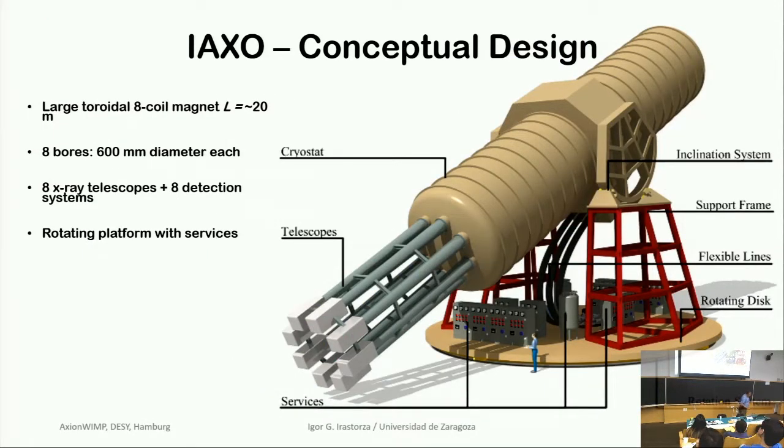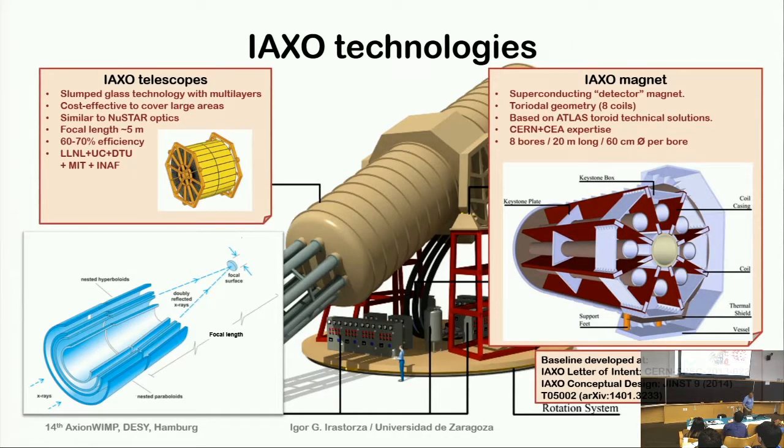They have plans to expand this to a gigantic project called IAXO, where they have a much bigger magnet and much more ability to adjust its height, so you can track the sun for longer. And it has 8 barrels, and it has X-ray telescopes in every barrel. And they've been trying to do this for a long time. It looks like it's very expensive.